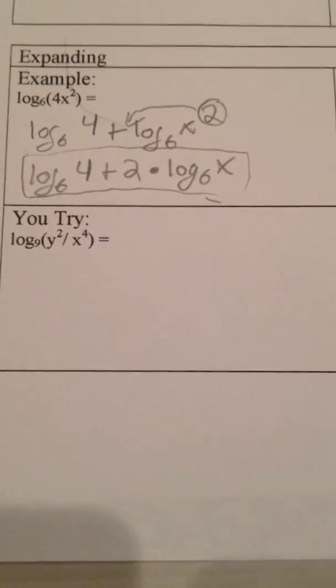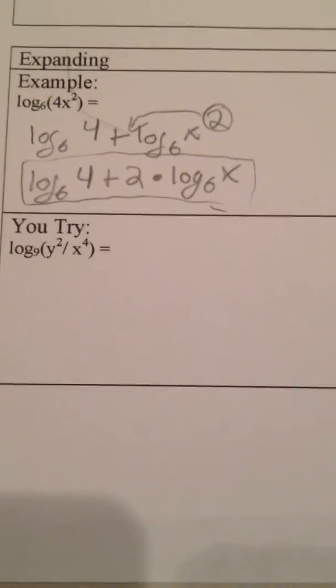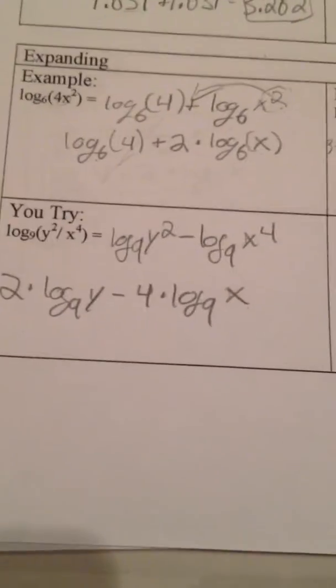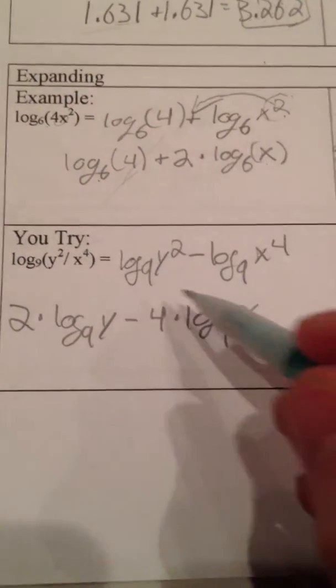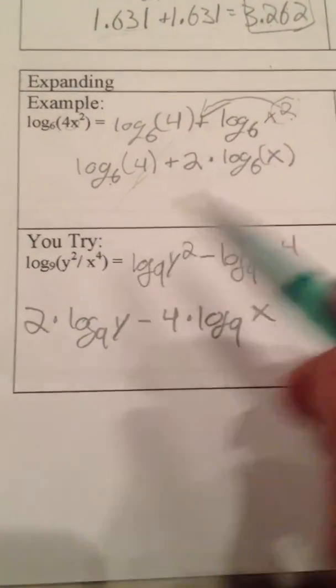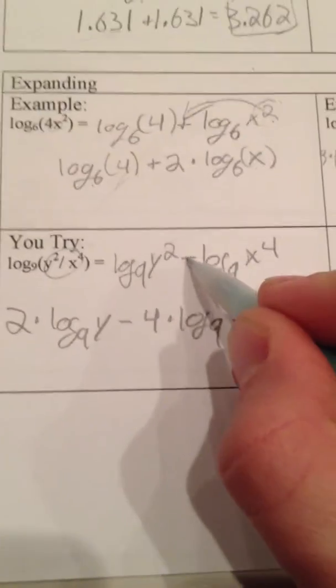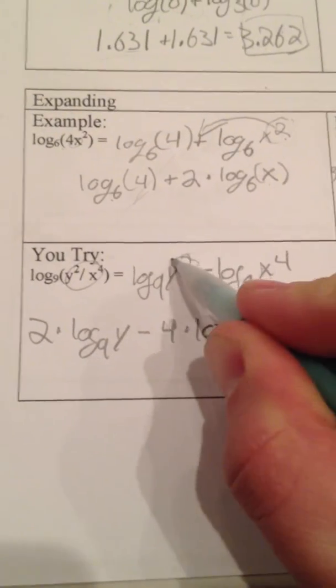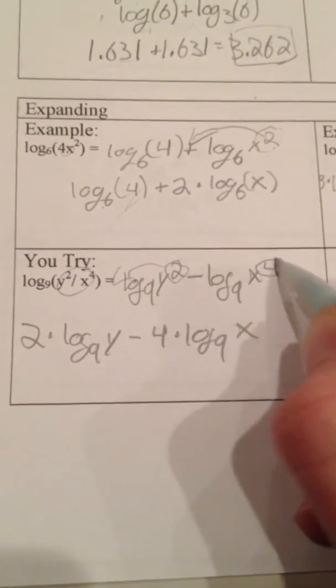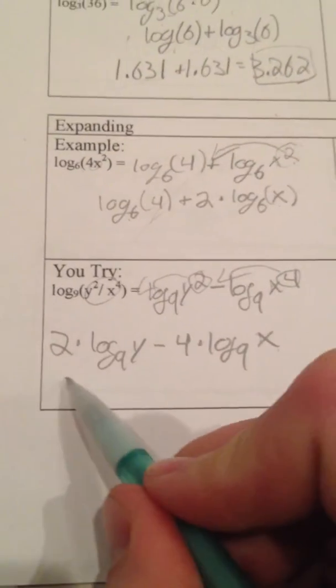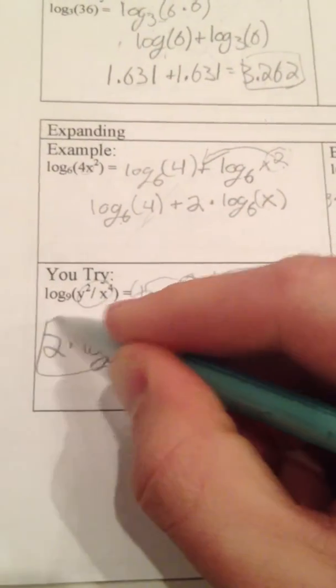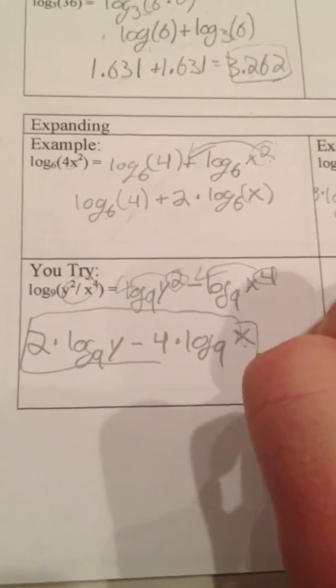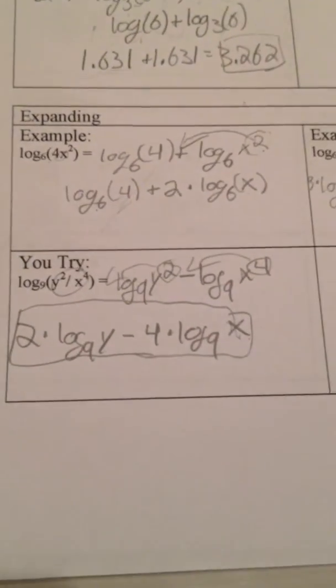Okay, and here is another one for you to try on your own. So pause the video and try that. And that is what you should have gotten. So we have log base 9 of y squared because this is a fraction. We have the negative, then we need to pull this out front. We need to pull this out front. And this here is the answer.